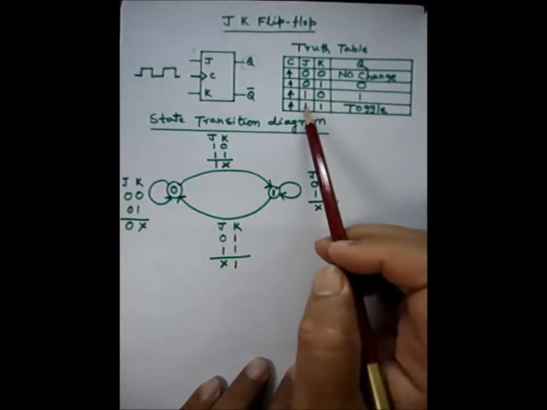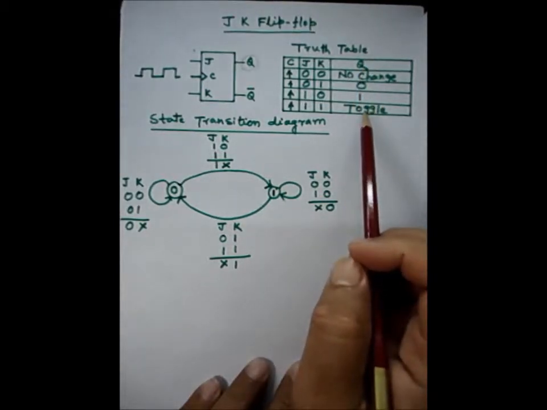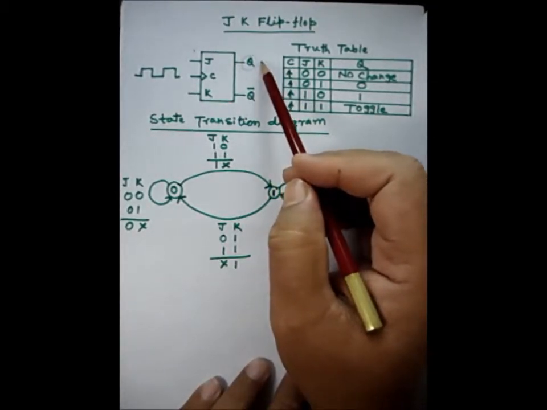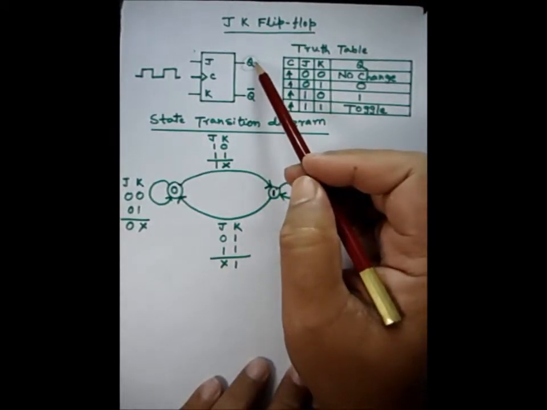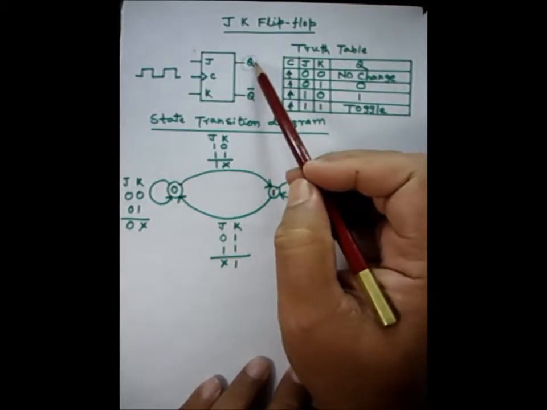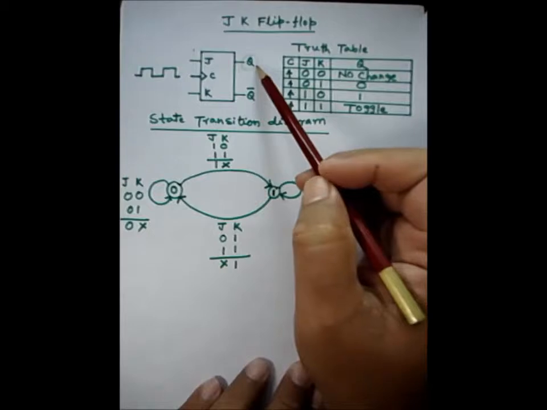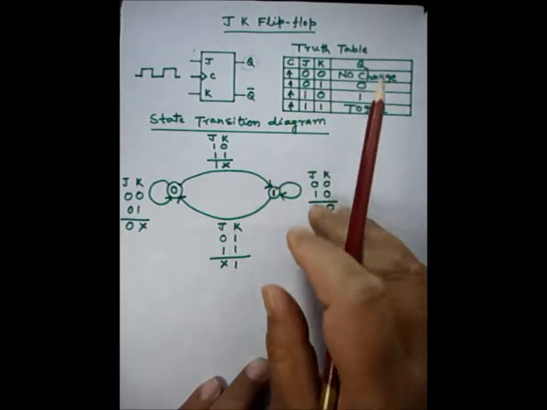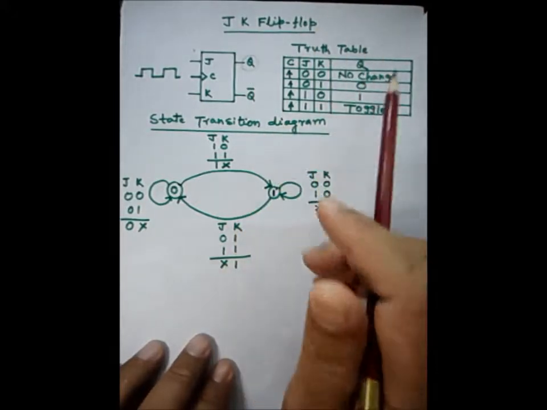And in the case of J equal to 1, K equal to 1, the output Q will be toggled. That means for each and every positive triggered clock pulse, the output will change from the previous value. If the previous value was 0, with the clock pulse the value of Q will become 1. If the previous value was 1, then with the next clock pulse it will become 0. Therefore, every time a clock pulse arrives, Q will change. That is the meaning of toggle.